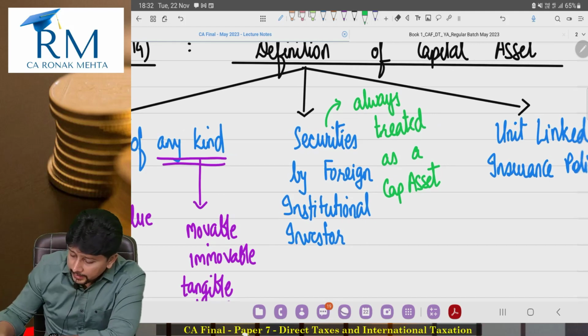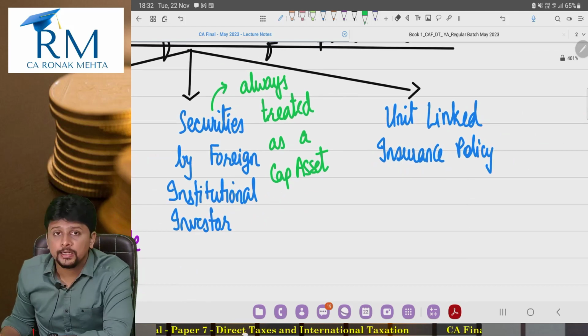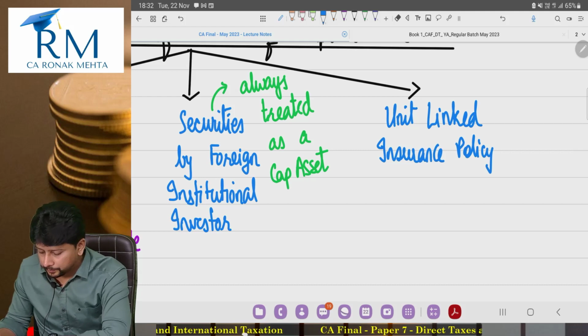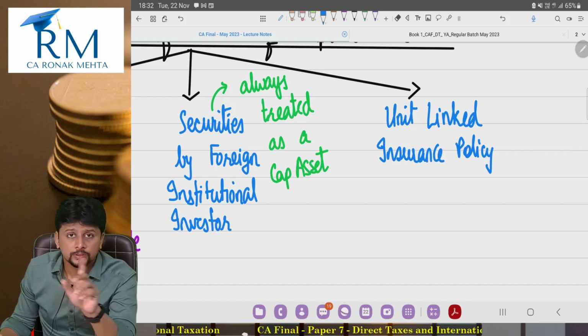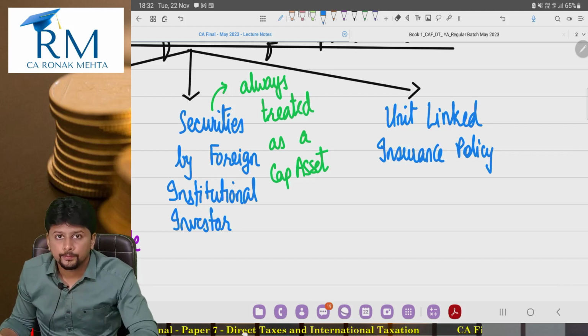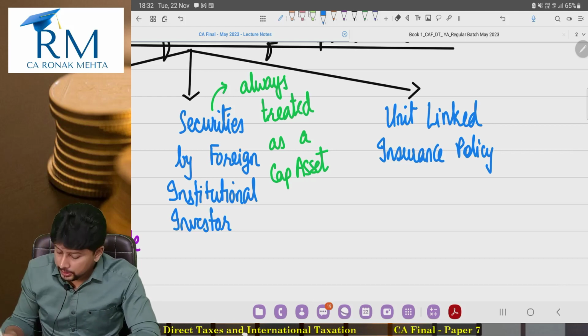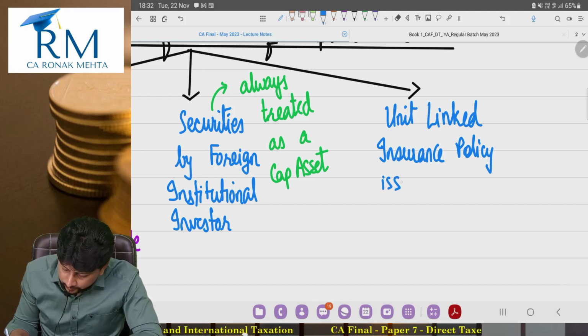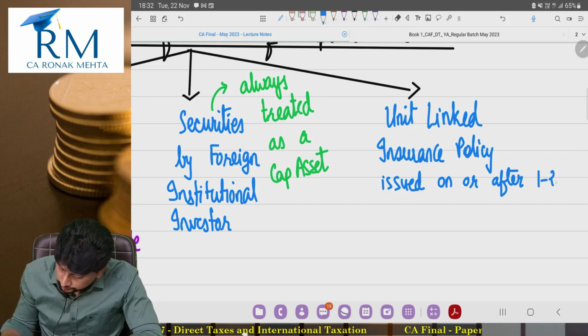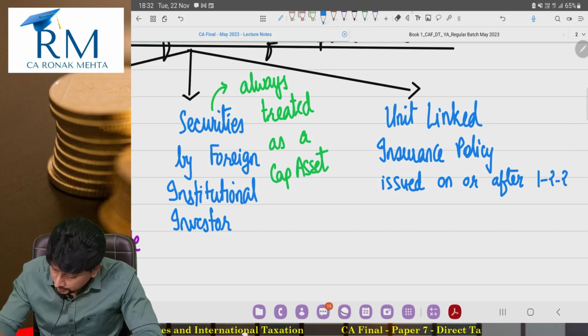Now the third part, unit linked insurance policy. What is this? Last year, 2021's budget brought about this change. Any unit linked insurance policy which is issued on or after 1st of February 2021.